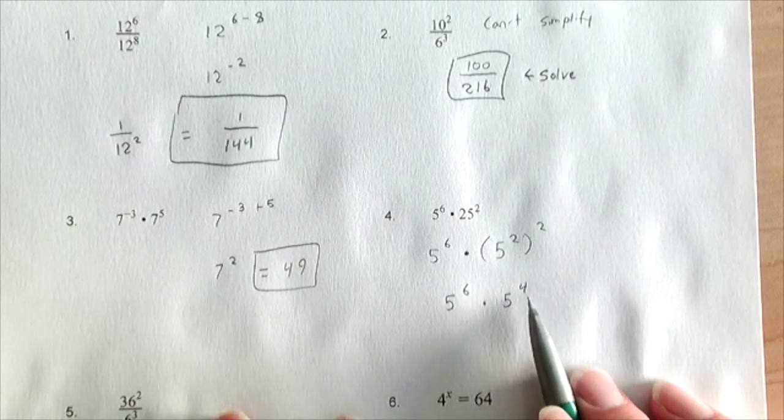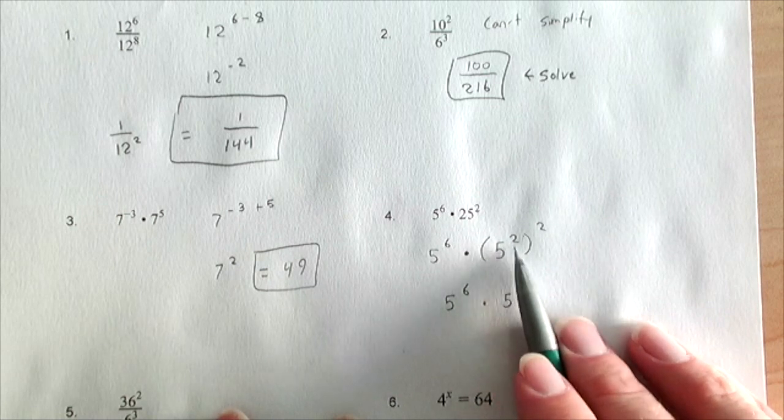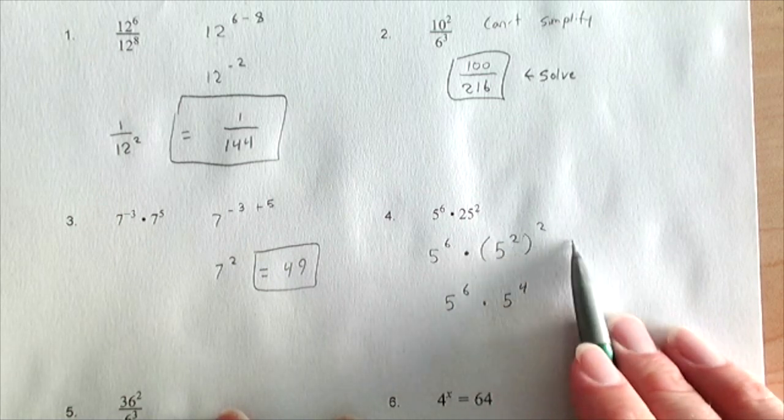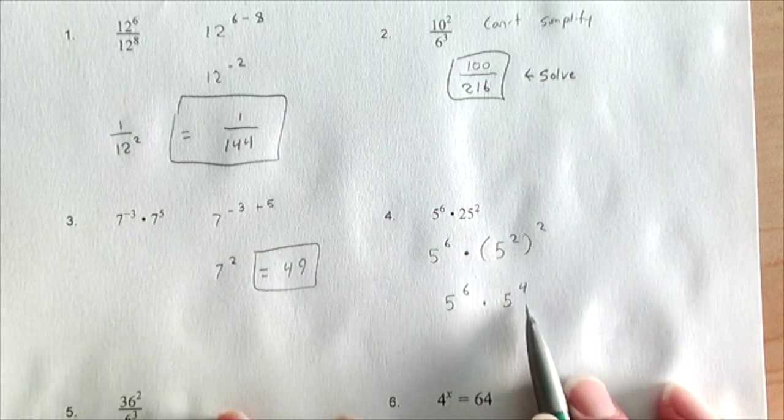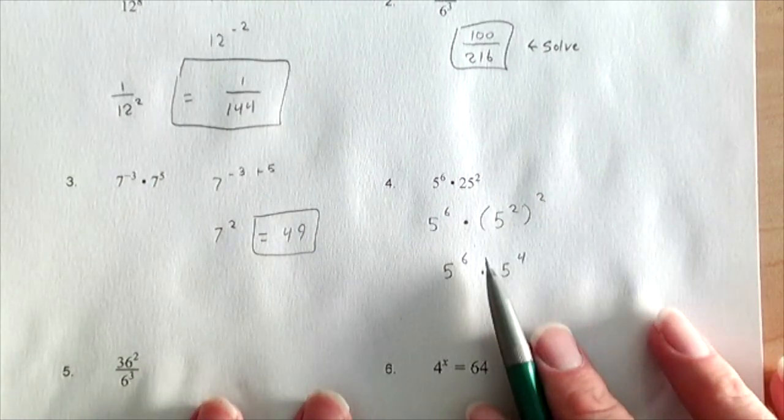the 4. Think that 25 was 5 times 5, and it's just 5 times 5 times 5 times 5. So there's 4 5s here. So hopefully you think that's really cool. And that's going to be the basis for the rest of this.